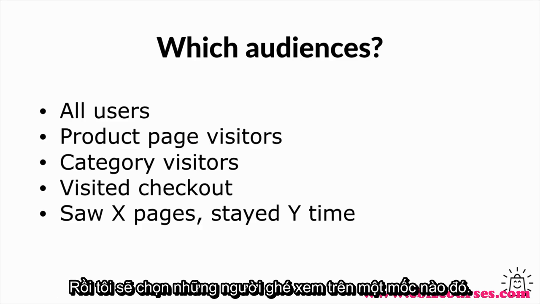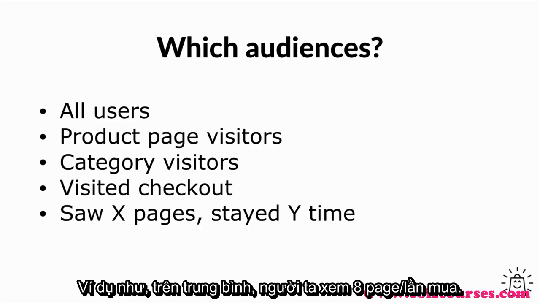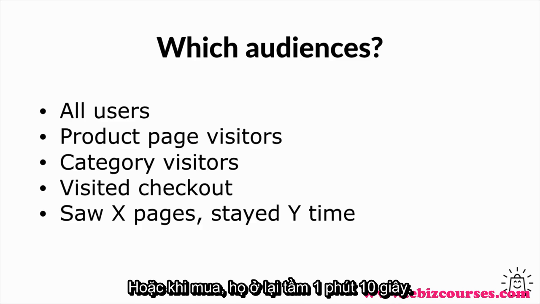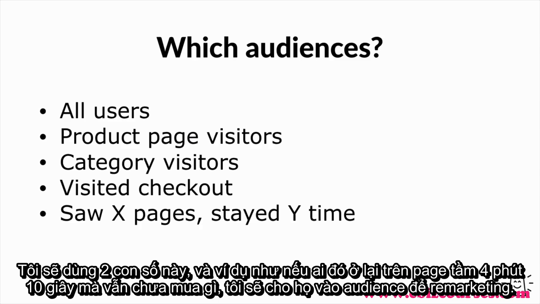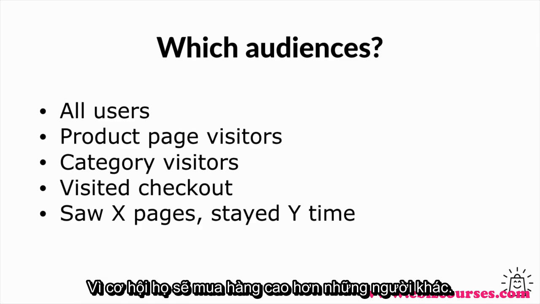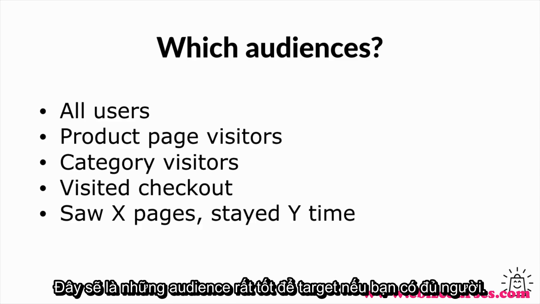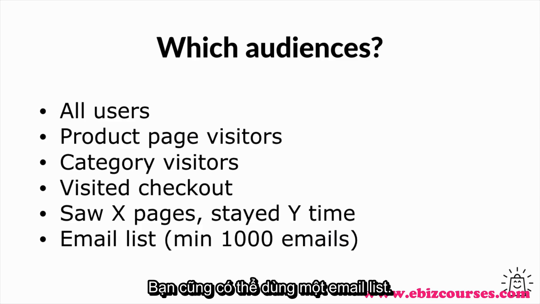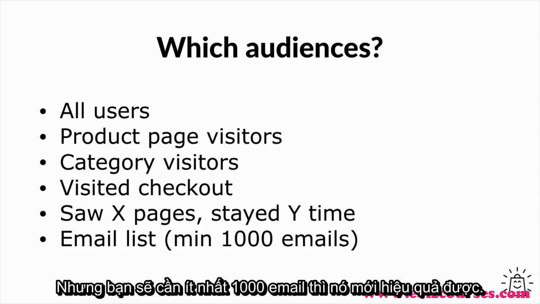So then I will take those visitors, and let's say on average people see 8 pages per session when they're purchasing, or they're staying 4 minutes and 10 seconds. So we'll take these two numbers. If somebody stays on the website for 4 minutes and 10 seconds and hasn't bought something, I will put them in an audience, because the chances of them buying are a lot higher compared to the other ones. So these are great audiences to target if you have enough people. You can also use an email list, but you will need a minimum of 1,000 emails to make this work.